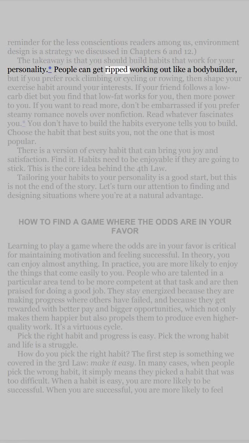People can get ripped working out like a bodybuilder, but if you prefer rock climbing or cycling or rowing, then shape your exercise habit around your interests. If your friend follows a low-carb diet, but you find that low-fat works for you, then more power to you. If you want to read more, don't be embarrassed if you prefer steamy romance novels over nonfiction. Read whatever fascinates you. You don't have to build the habits everyone tells you to build.